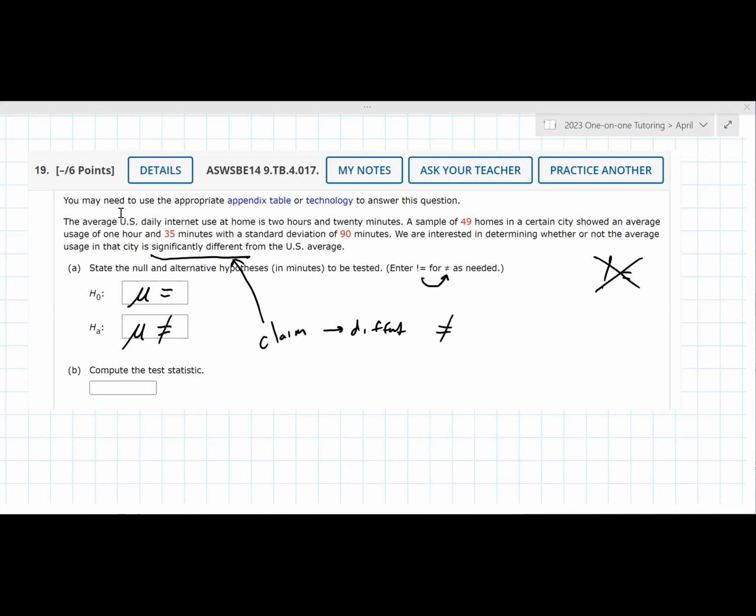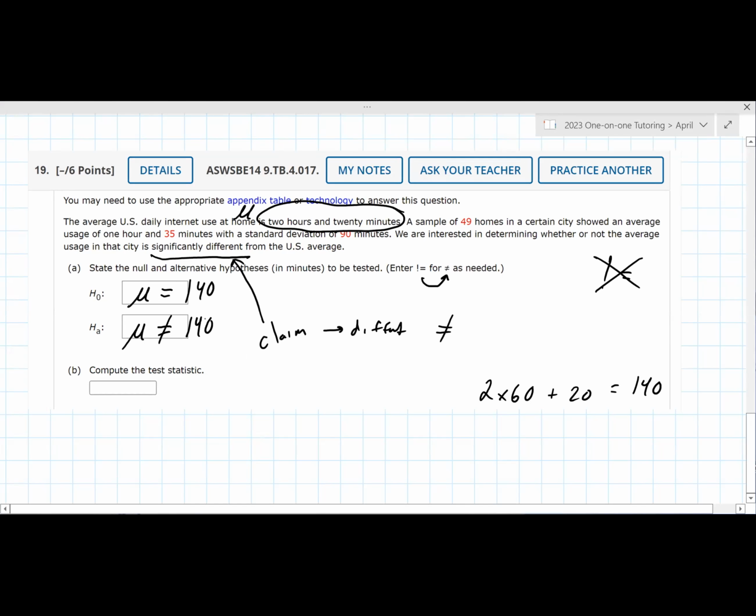Okay, so it says the average US daily internet use per home is 2 hours and 20 minutes. That's mu. Okay, that's the number. And so we know the 2 hours is 60 minutes plus 20. So that's 140. So we're certain that the population has 140 minutes of internet usage a day.